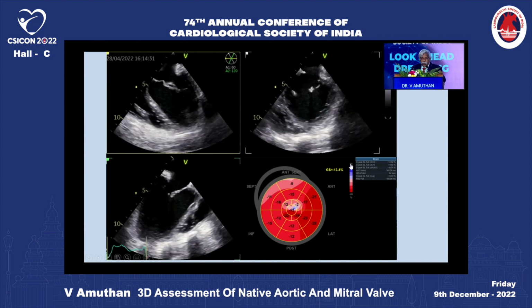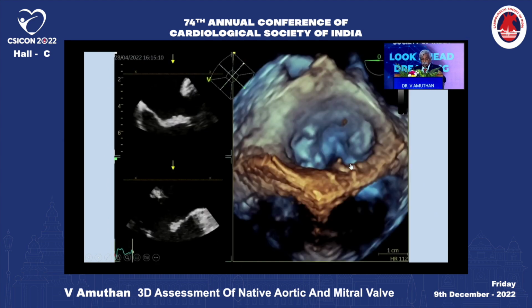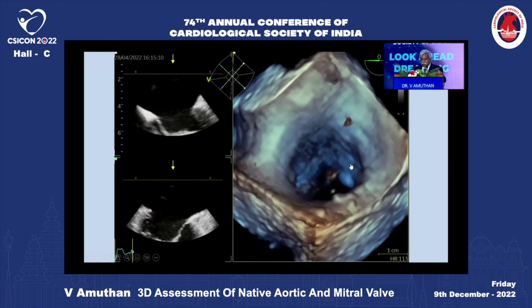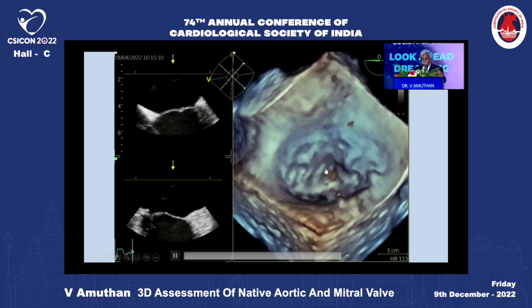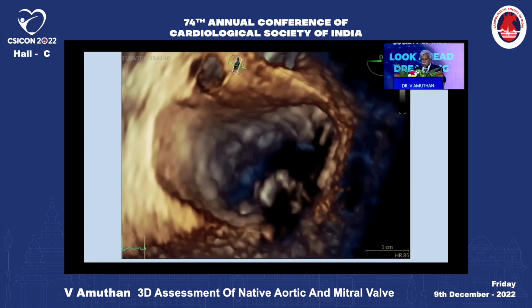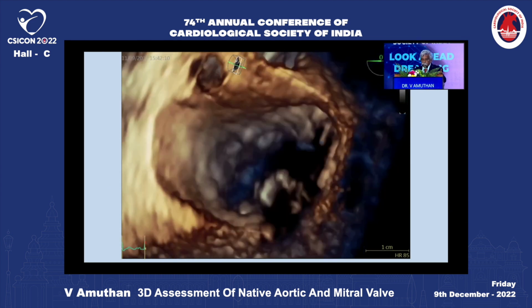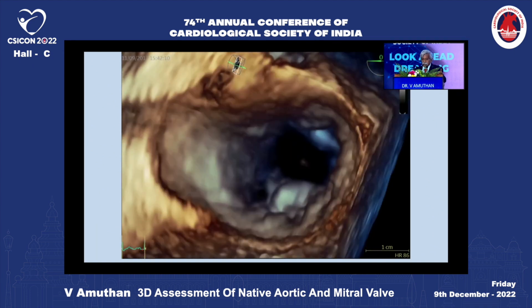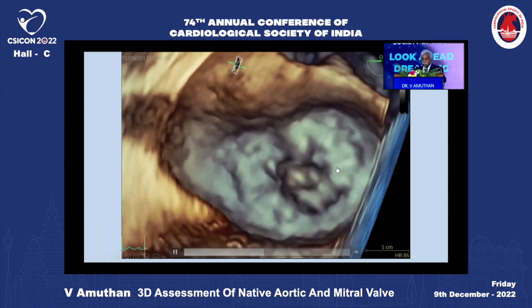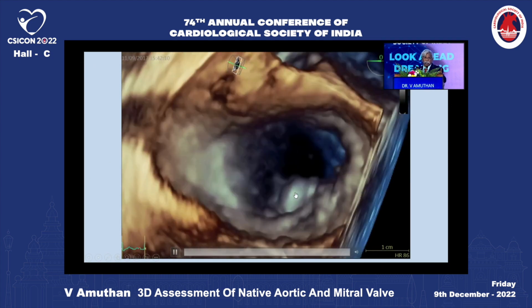This is the triplane view of the transesophageal echocardiography, and this is the identification of the mitral valve by 3D. You can see here this is the mitral valve. Any spot diagnosis? Anybody? What is the diagnosis? Now, A1, A2, A3, P1, P2, P3. So this is P2. See that it is coming and prolapsing.